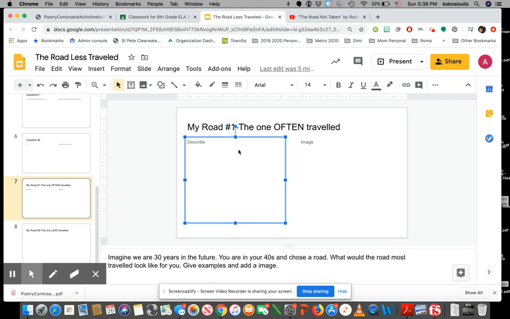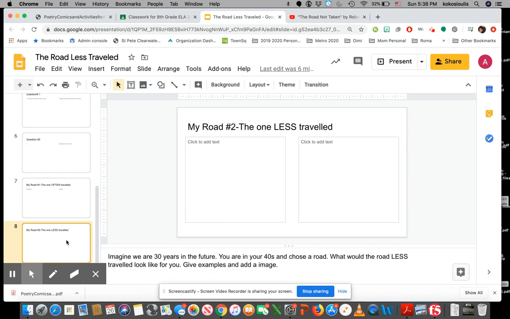This might also be something like, the road often traveled for an 18-year-old is college. So you might want to talk about how that's the road often traveled, and that's what you intend to do. But if you could imagine anything, the road less traveled, what would that mean for you? Instead of going to college, which is the road often traveled, what would you do? College or a job, right? What would you do? That's kind of where I want you to be.